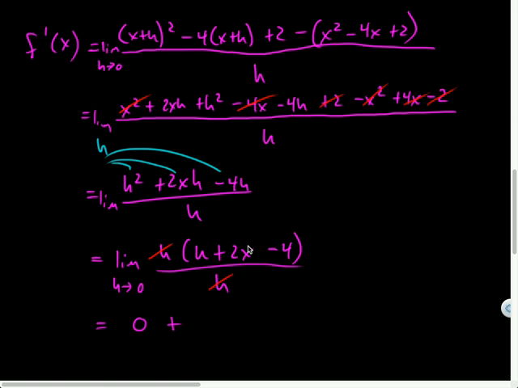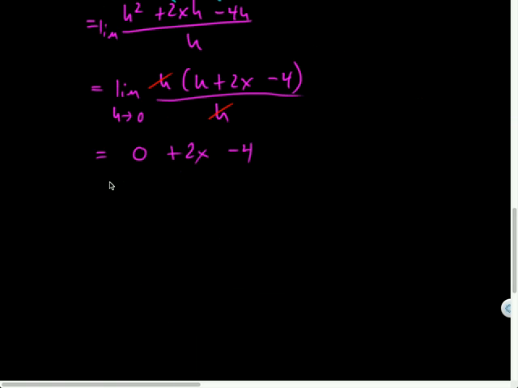2x is approaching 2x, because x isn't approaching 0, it's just the h that was. And what's negative 4 approaching as h approaches 0? Negative 4. So that means what I've got is f prime of x is equal to 2x minus 4. Here's the derivative.